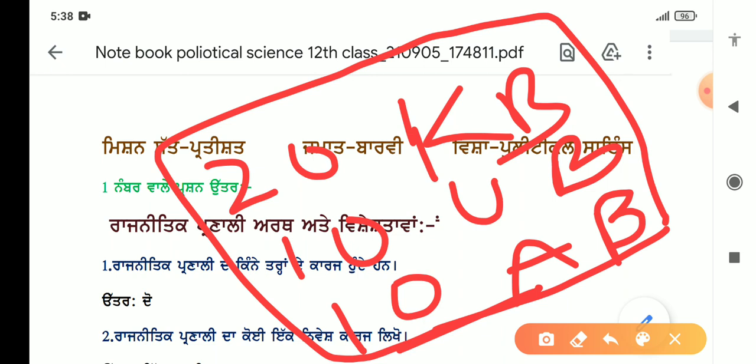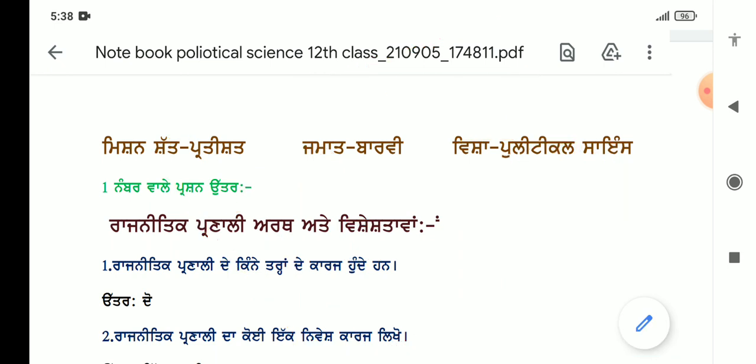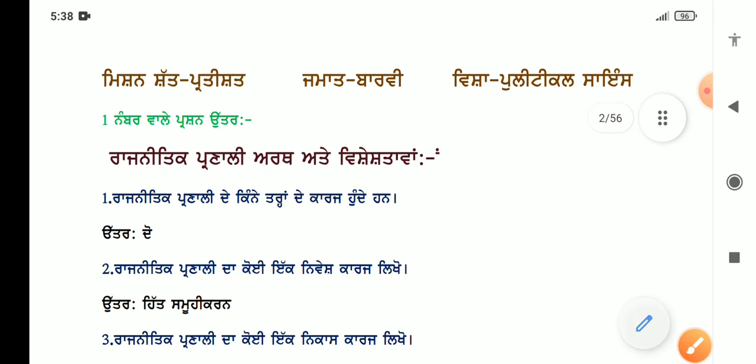Whatever you have read, how will you apply? It is from that point of view. So let us begin. This is for the students of 12th class. Our mission is 100% result.